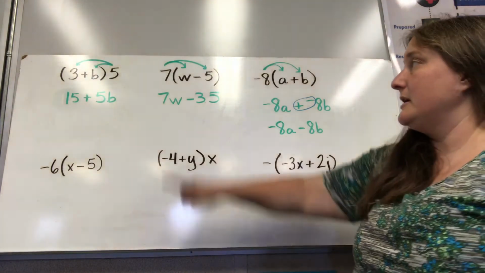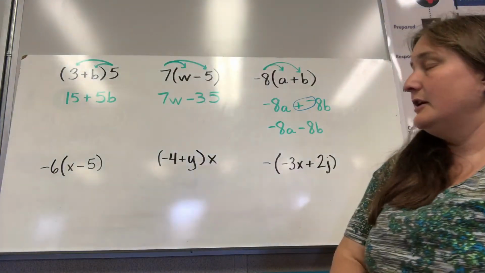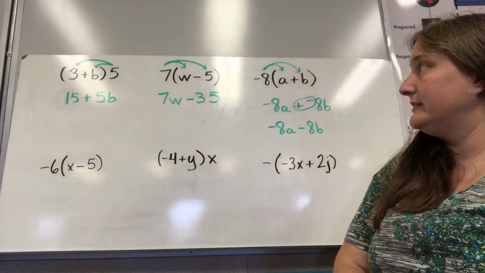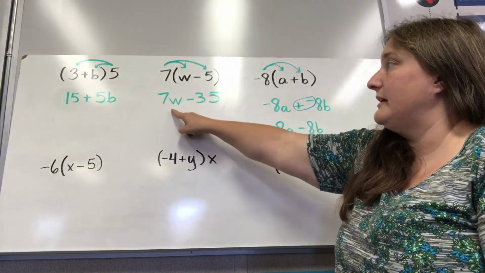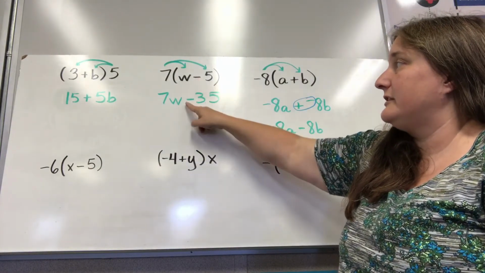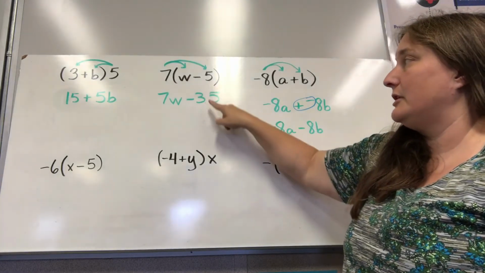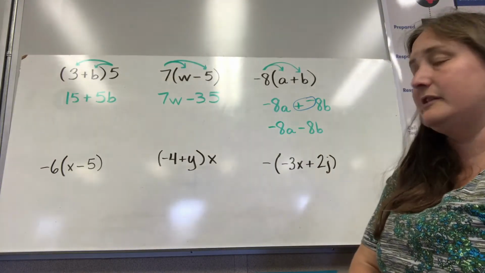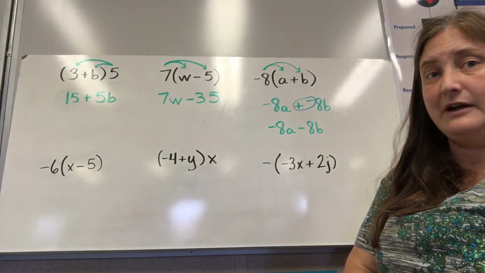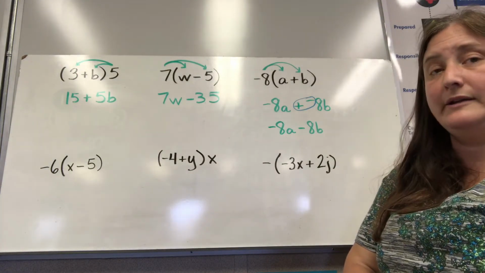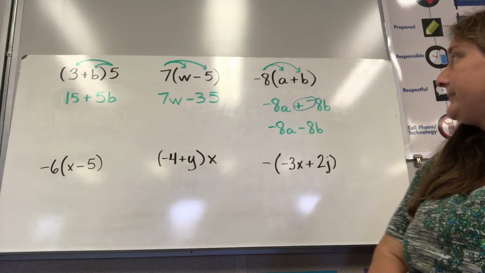Here's one where my number is in front of the parentheses. So I'm distributing the 7. 7 times w gives me 7w. This one is a difference, so I'm actually going to subtract them. And 7 times my second number here is 35. So 7w minus 35 is a simplified version of 7 times the quantity w minus 5.